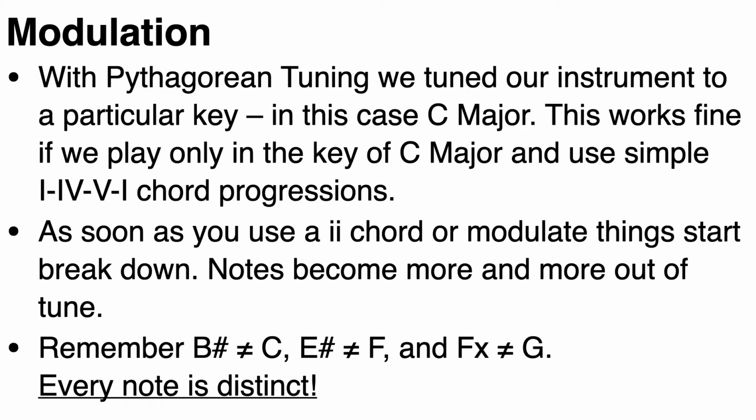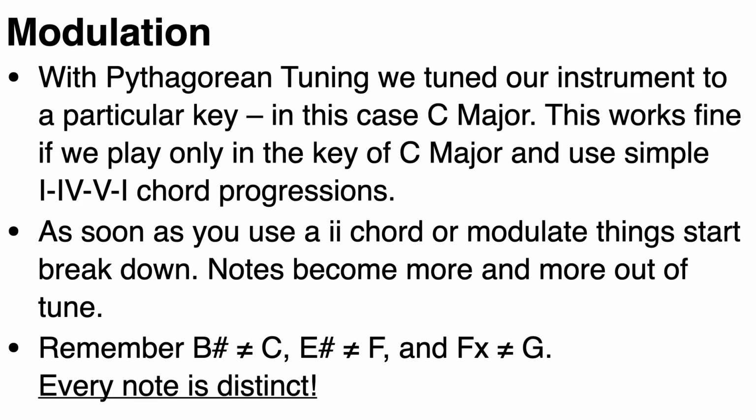And we even saw that some chords in the key of C major are going to sound out of tune. But if you played only in the key of C major and stuck to a really simple chord progression like a 1-4-5-1, then it will generally sound pretty good. But as soon as you use a 2 chord or modulate to a key that uses flat notes, things start to break down. Notes become more and more out of tune as you move anti-clockwise through the circle of fifths. And God help you if you tried to play something in G flat major, or heaven forbid, C flat major.